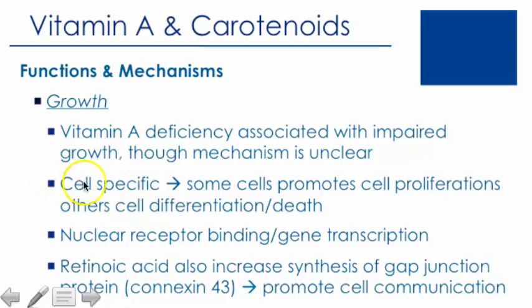It is interesting that the effect of vitamin A is cell-specific. In some cells, it actually promotes cell proliferation. In other cells, it promotes cell differentiation or cell death. So the effect that it has is not consistent, it's cell dependent. This is going to be occurring in part through its ability to bind the nuclear receptor, affecting gene transcription and protein synthesis. Additionally, retinoic acid increases the synthesis of what are called gap junction proteins, which promotes cell communication.